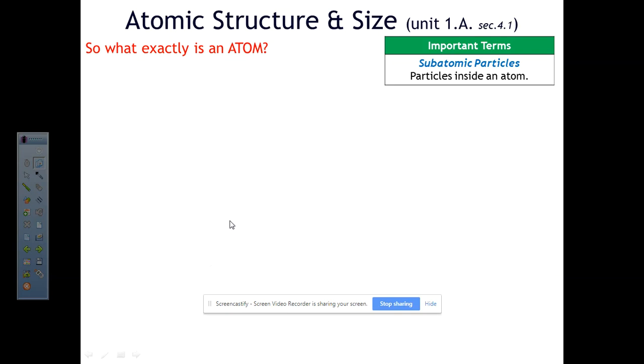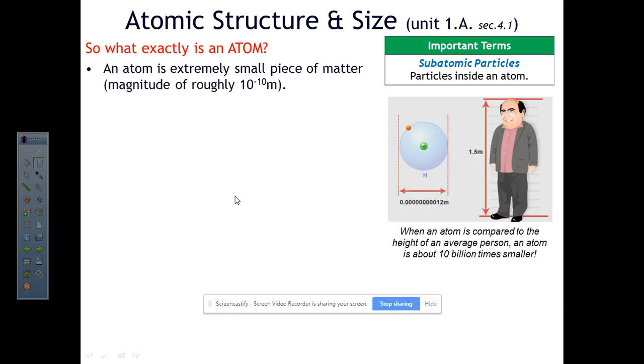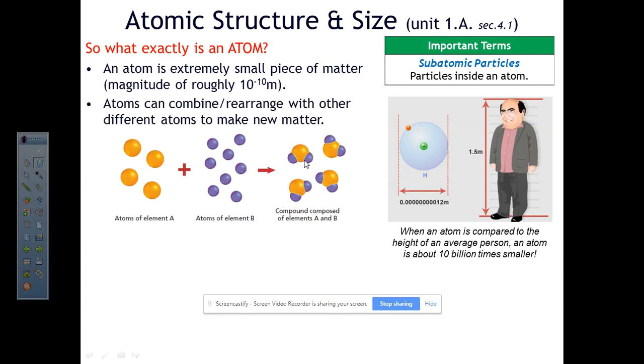So what exactly is an atom? An atom is an extremely small piece of matter, roughly the size of 10 to the minus 10 meters. So think about an average human being, right? Compared to an average human being, the size of an atom would be 10 billion times smaller. There's more to it than that, but that's essentially how small an atom is, right?